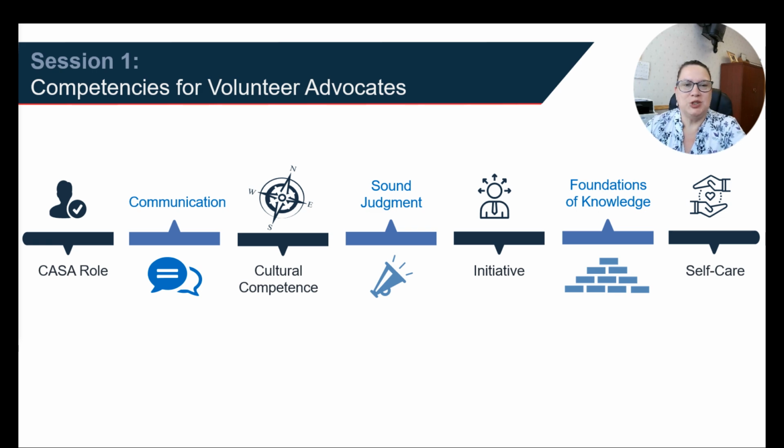Okay, so there are 7 core competencies for volunteer advocates that we are about to go over right now. I'm going to briefly talk about this, then we're going to talk about it in our first video meeting as well. The CASA role, understanding your role. We kind of talked about that earlier. What can you do? What can't you do? That's a competency, understanding what your limitations are.